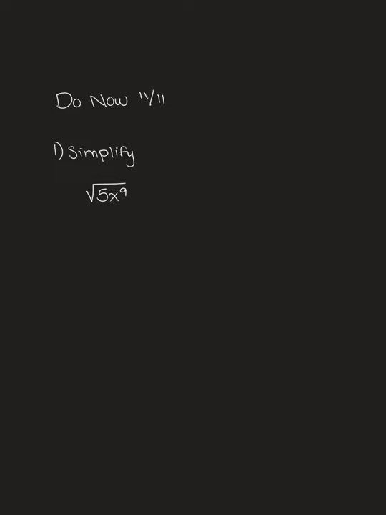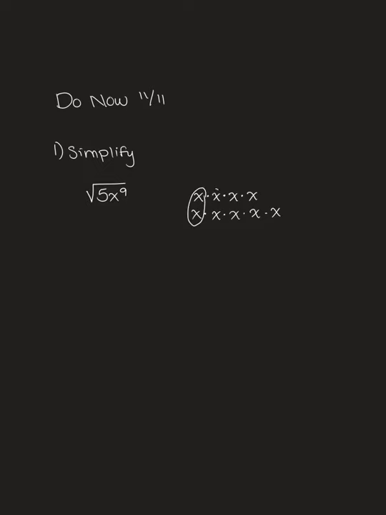Now, we can break down x to the ninth. So if we have x to the ninth, that means that we have 9 x's multiplied by each other. Okay. Since this is a square root, we are looking for groups of 2.